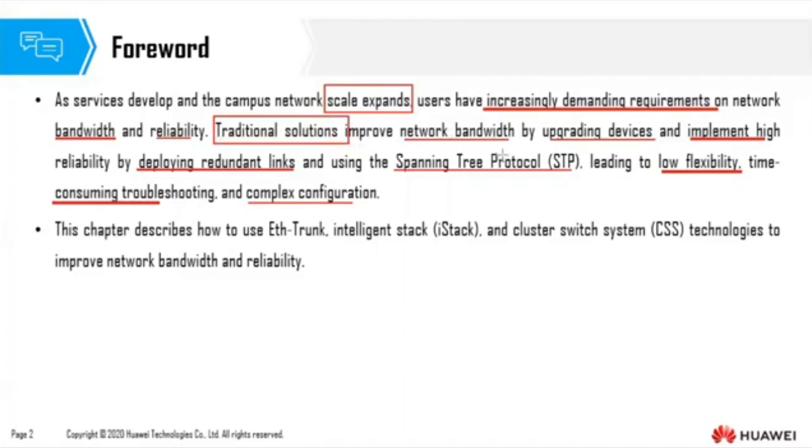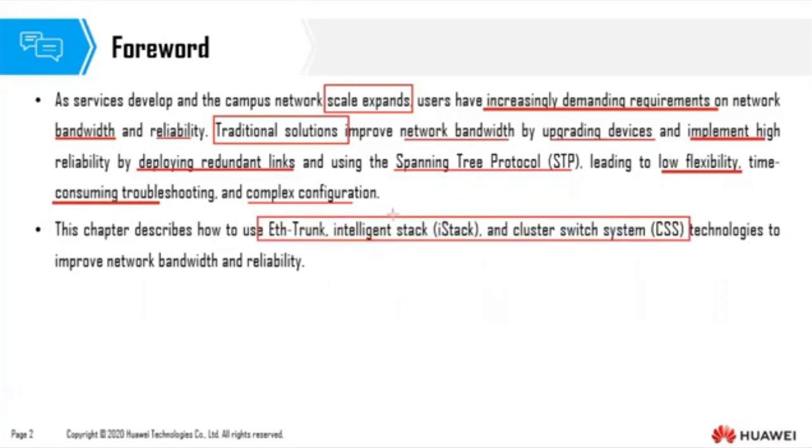In order to improve bandwidth, you have to upgrade devices. To implement high reliability, you deploy redundant links and use STP. The disadvantages are low flexibility, time consuming troubleshooting, and complex configuration. So we're going to see how to address this when we learn about Eth Trunk, iStack, and CSS. This chapter will describe these three technologies.